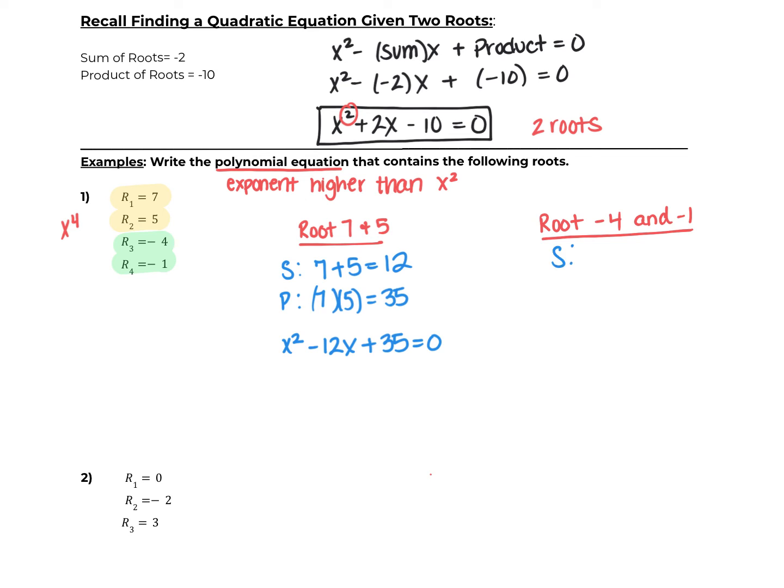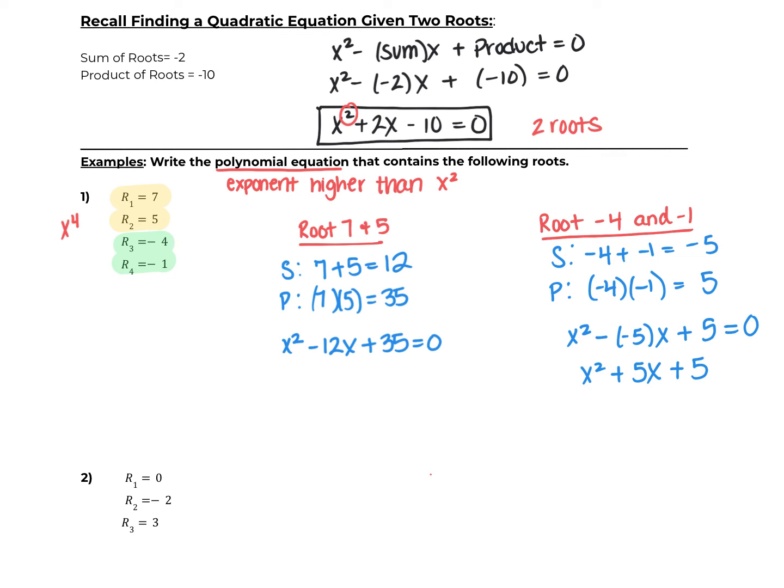Now over here I have a sum, so -4 plus -1 is -5, and my product, -4 times -1, that gives me +5. So my equation, x squared minus the sum x plus the product equals 0. Simplify a little bit, and we get x squared plus 5x plus 5 equals 0, right? We have a double negative here. So what we're going to do to get this polynomial equation is we're actually going to multiply this polynomial or this quadratic with this one to get a final answer.